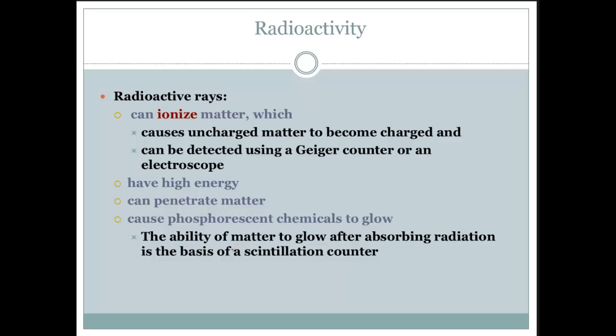Radioactive rays can ionize matter, which causes uncharged matter to become charged, and therefore it can be detected by a Geiger counter or an electroscope. They have very high energy, can penetrate matter, and cause phosphorescent chemicals to glow. The ability of matter to glow after absorbing radiation is the basis of a scintillation counter.